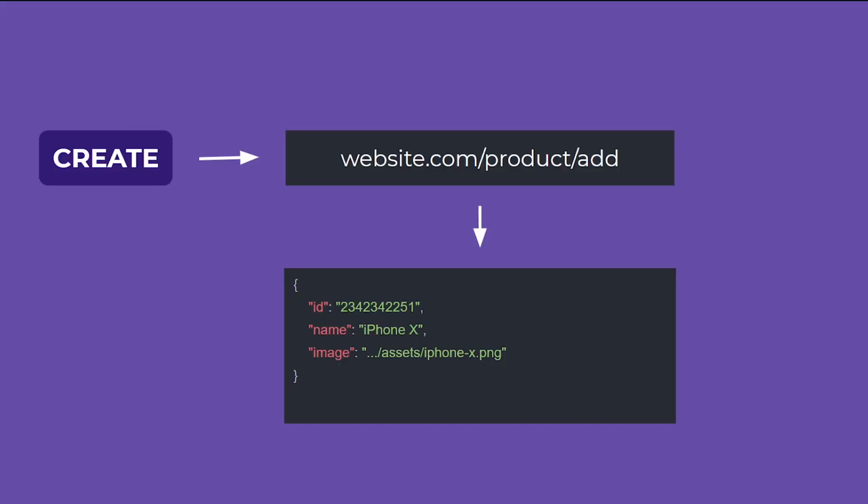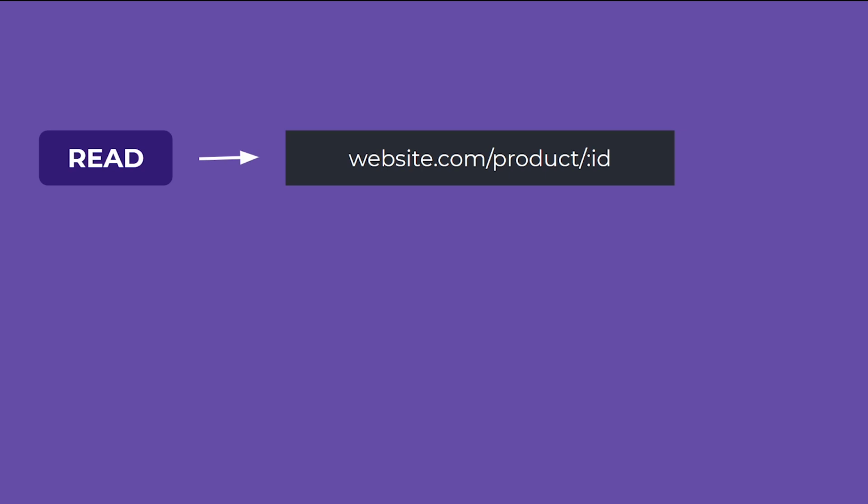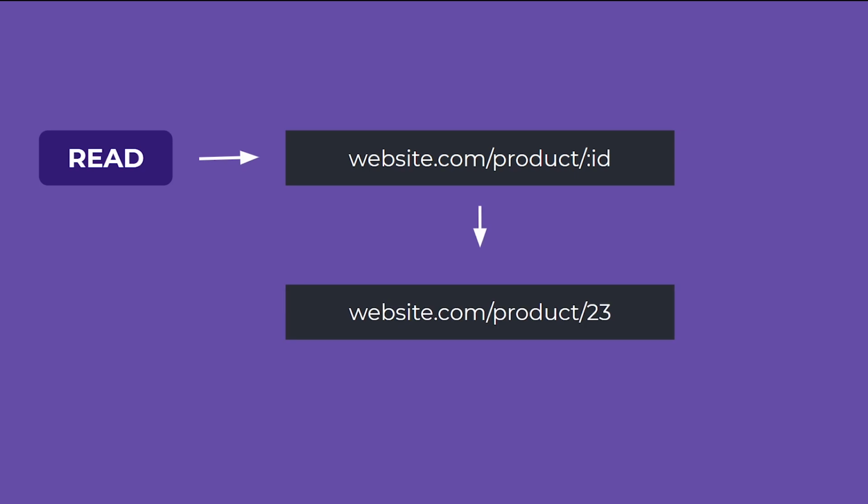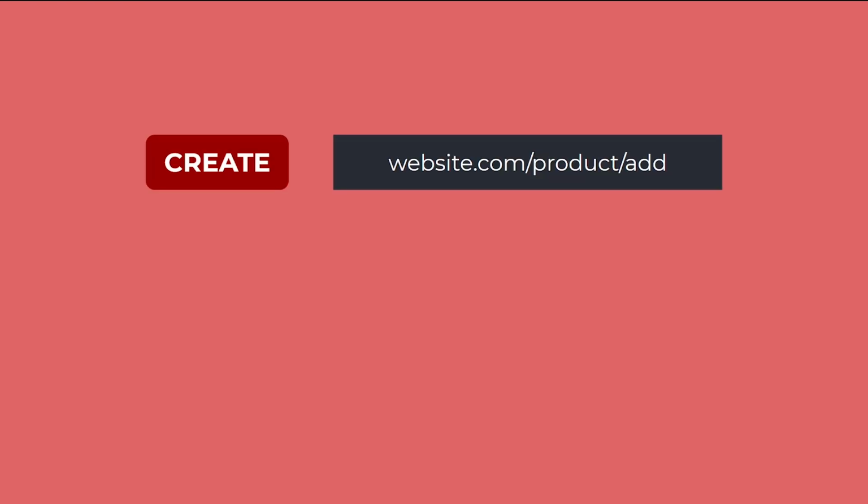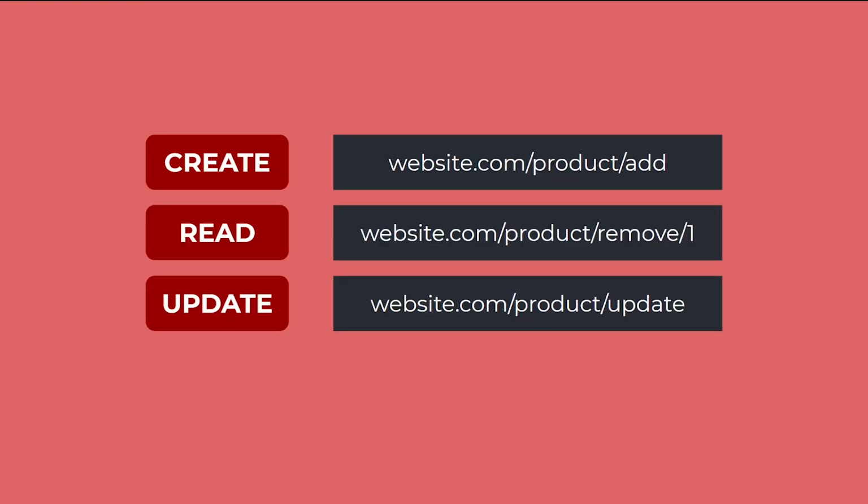When adding a new product, you pass data in the body of the request, but in some methods like GET, you need to pass the data in the path. For example, if you want to get details of a product, you need its unique ID. This ID part in the path is called a param. Here are some examples of REST API endpoints for create, read, update and delete.